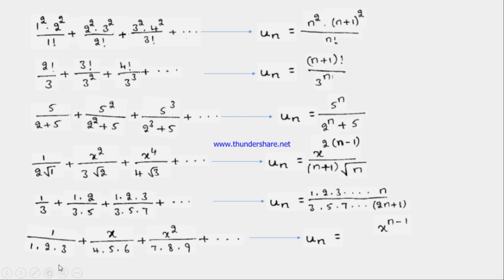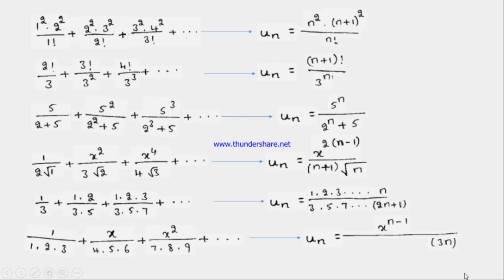Divide by, have a look at the denominators. 1, 4, 7: the difference is 3. 2, 5, 8: once again the difference is 3. 3, 6, 9: again the difference is 3. But you can note 3 2s are 6, 3 3s are 9. So these numbers are multiples of 3, and these are associated with 3 into the term number.